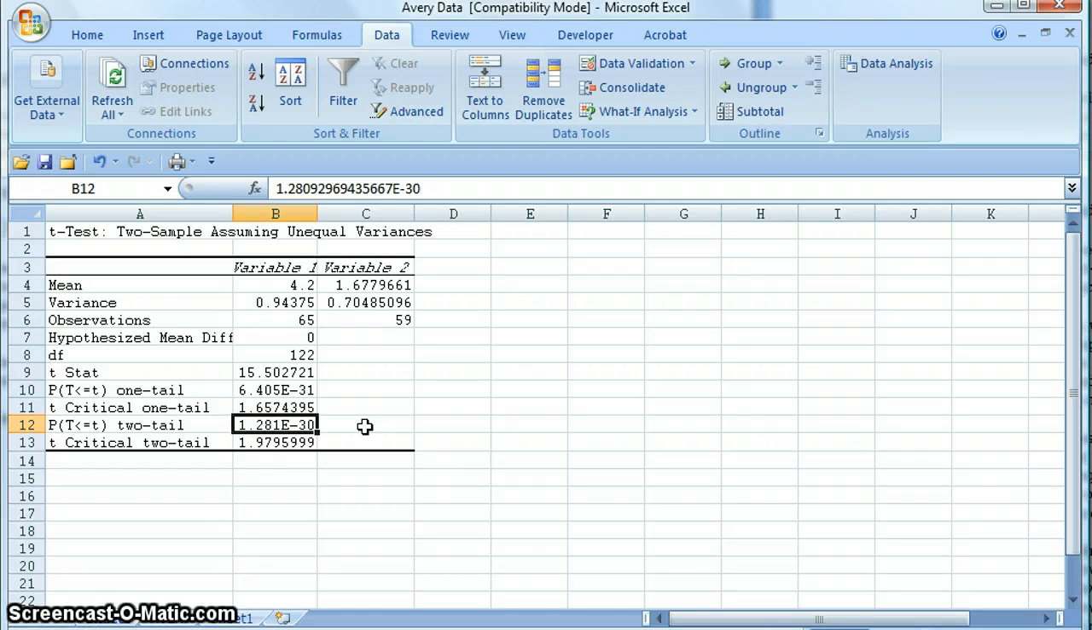So we can reject the hypothesis that the male and female response is the same in favor of our alternative, which is that the responses are different.